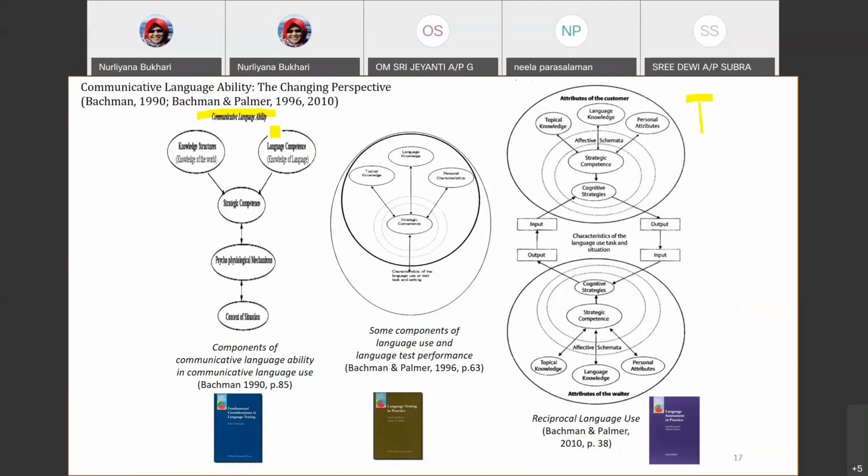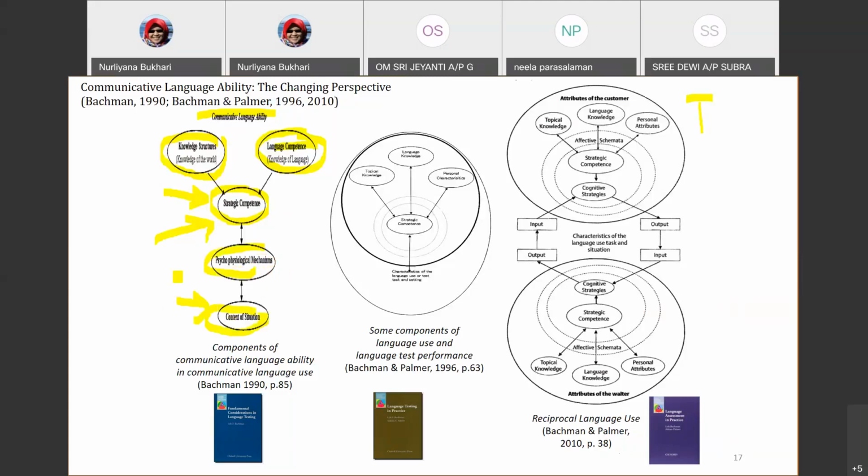But in order to communicate, they have to have language competence. They have to have the knowledge structure, meaning they have to know the important components in the language. Then they have to use it strategically. Where is it? Is it pasar malam, the night market, a social interaction, or is it an academic, more formal situation? What strategy are they going to use? What's the eye contact? So they have to know the psychological mechanisms and the context.